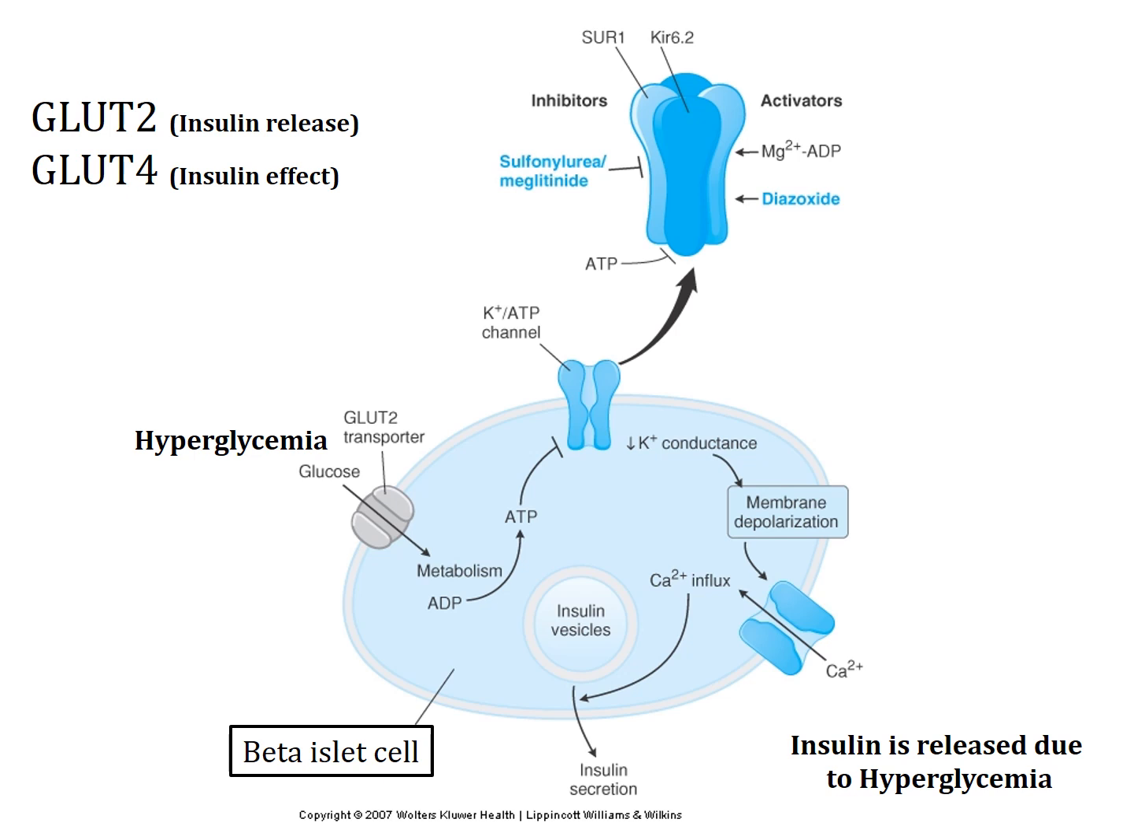Let's look really quickly here at how we release insulin. So in the middle of the graphic here, we have a cell, and that is a beta islet cell. That beta islet cell in the pancreas senses glucose, senses hyperglycemia. The sugar will move into the beta islet cell.